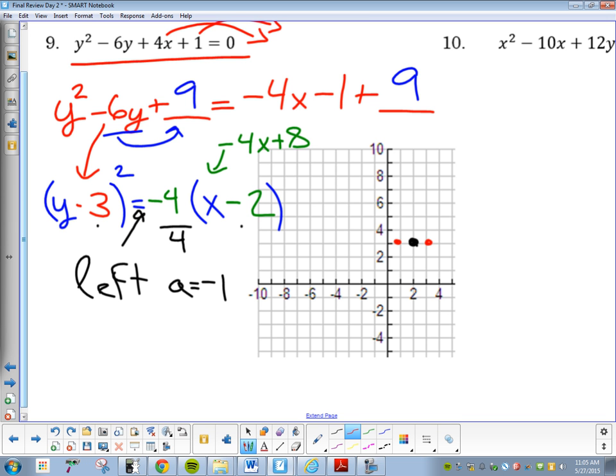The one on the left is the focus because it opens left. And then the one on the right is the directrix. It's the line because it's behind it.